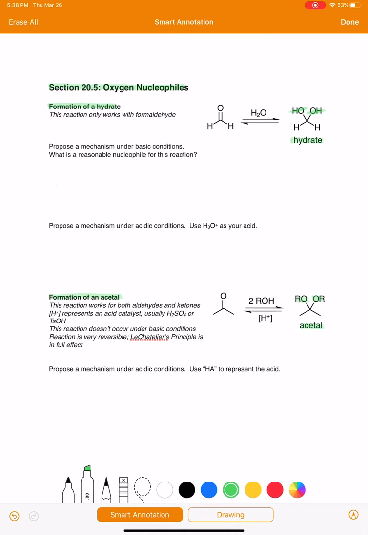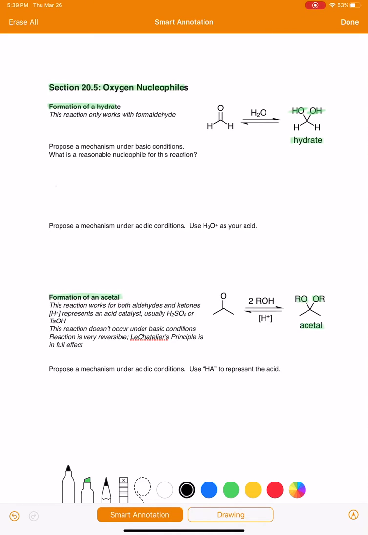So the formation of the hydrate reaction is kind of particular. It only works with formaldehyde, no other aldehydes, no other ketones. That's because it's a difficult reaction. It does not want to work, and so it's only possible to do this reaction with the smallest of all of the aldehydes and ketones.